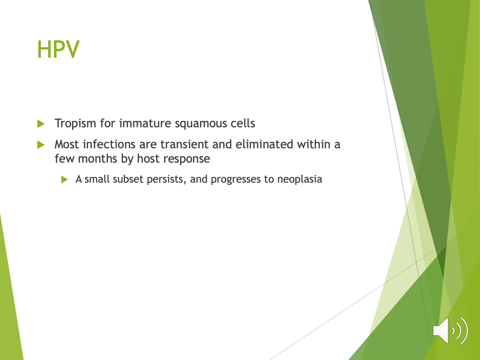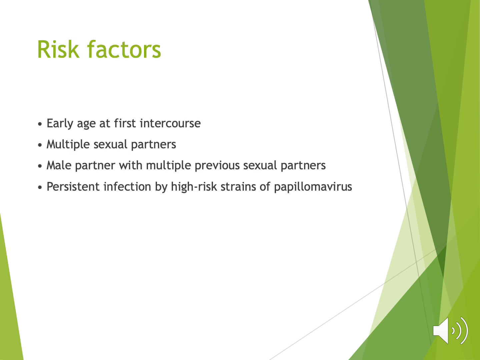Most infections by human papillomavirus are transient and eliminated by the immune system within a few months. A small subset of these will persist, and an even smaller subset will progress to neoplasia. What are the risk factors for acquiring human papillomavirus? HPV is a sexually transmitted disease. Early age at first sexual intercourse, multiple sexual partners, a male partner with multiple previous sexual partners, and persistent infection by high-risk strains of HPV are all risk factors for developing cervical neoplasia caused by human papillomavirus.